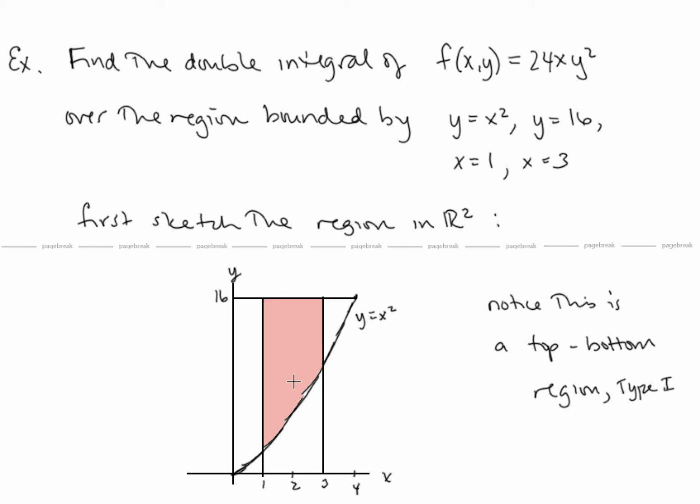Now we look at this and do we want to slice it top to bottom or right to left? You could do it either, but with top to bottom, you have one curve on top, y equals 16, and one curve on the bottom, y equals x squared. That's going to be a simpler setup than right to left, because if you go right to left, you've got to split it here, because our right curve for this top part of the region is x equals 3, but our right curve for the bottom part of the region would be x equals radical y. To avoid splitting up the integral, I'm going to acknowledge this region as a top to bottom region and go with a type 1 integral.